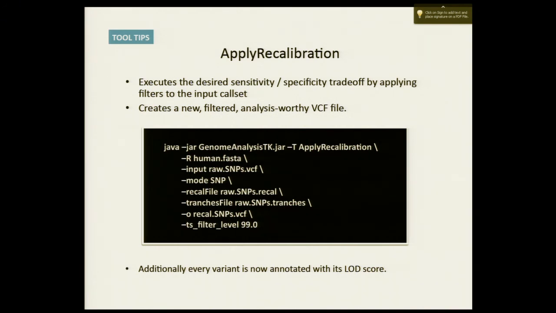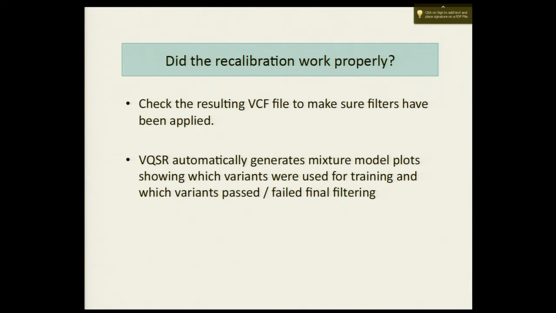Then you can specify where you'd like to cut the call set, and this is the truth sensitivity filter level. In this example, it's filtering at 99% of the variants that were found in your truth file, so you keep 99% of the HapMap sites. You can set that to whatever you want, 99.999 or otherwise. The output is every variant annotated with its LOD score from the model. What comes out of this procedure is not only this call set, but also these mixture plots, so you can decide if the procedure worked well.